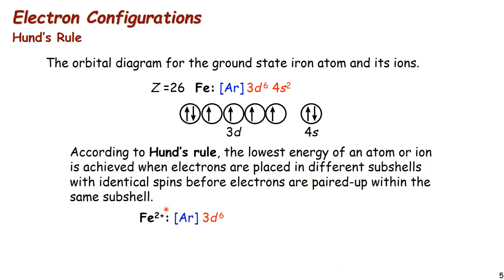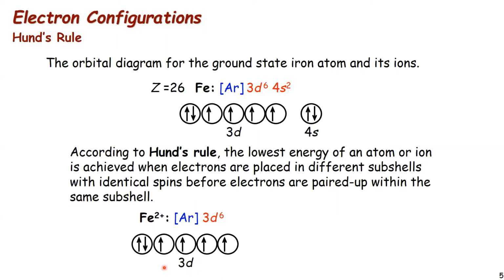Now for iron 2+, we have to go to the electron configuration that's in proper order, right? When we filled it, it was the 4s2 followed by the 3d6. But then we had to put it in proper order, okay? So for iron 2+, we've got to take off the highest energy electrons first. So that's the 4s2.